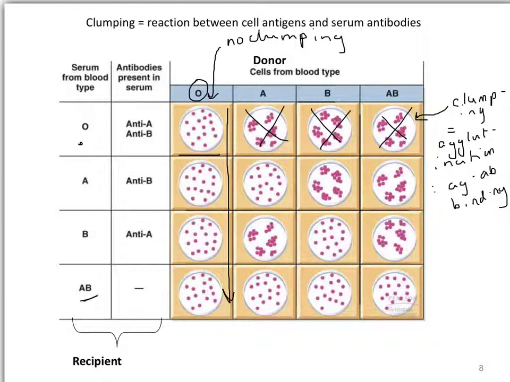Interestingly, the type AB can receive blood from an O, A, B, or an AB. So they're fine no matter where they get their blood from. Type AB is therefore called the universal recipient.